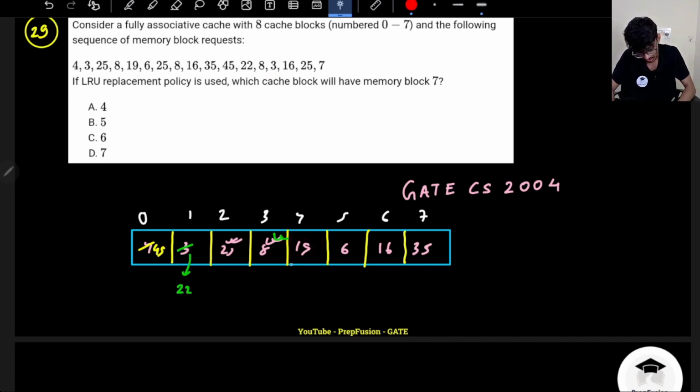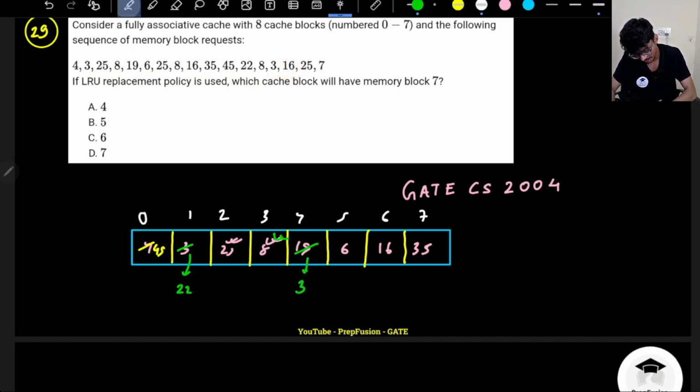The least recently used is actually 19, because if you see, in between the last replacement and now, when I am calling 3, 25 was actually called, 8 was actually called earlier, and 19 was never called here. So 19 will be the least recently used, because it was only called once. So that's why 19 will be replaced with 3.